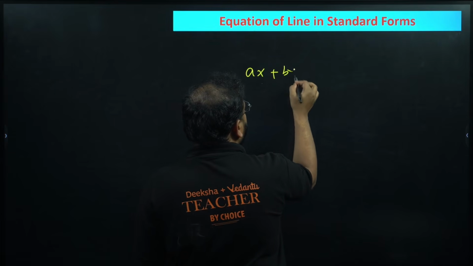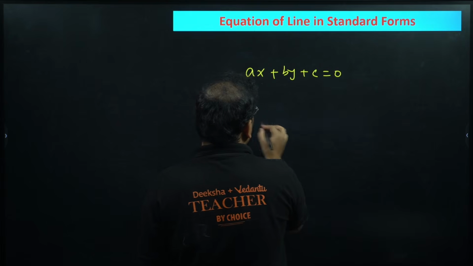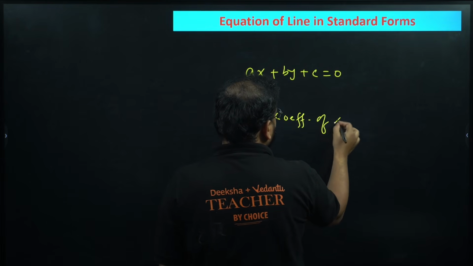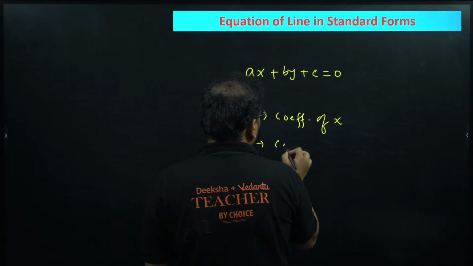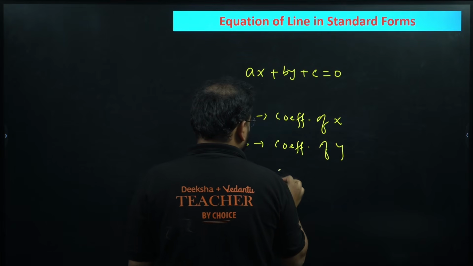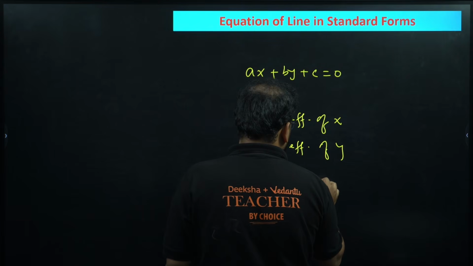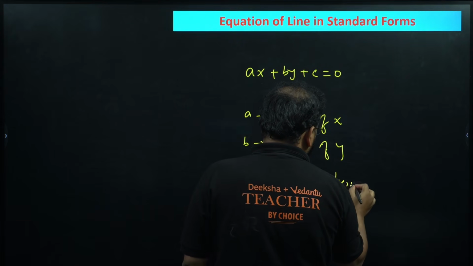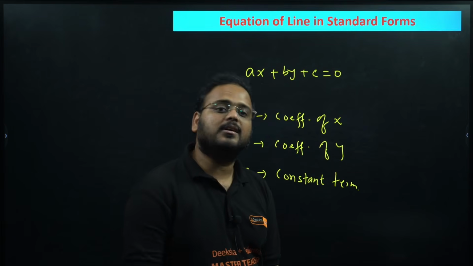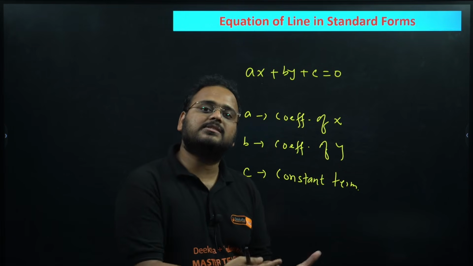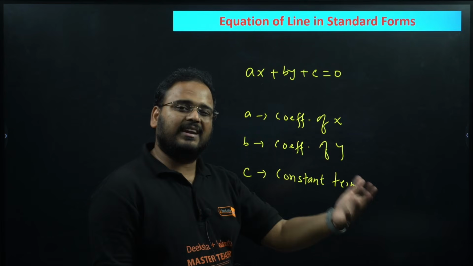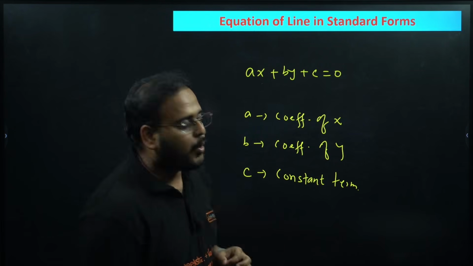Ax plus by plus c equal to 0, where a represents what? Of course, the coefficient of x. B is the coefficient of y, and c is the constant term. We know very well that the powers of x and y have to be 1, because it is a linear equation. A linear equation represents a straight line, so of course the power of x and y will be only 1. Don't have this confusion that it can be anything other than 1. It will always be 1 only.